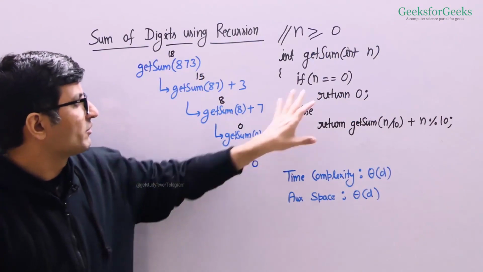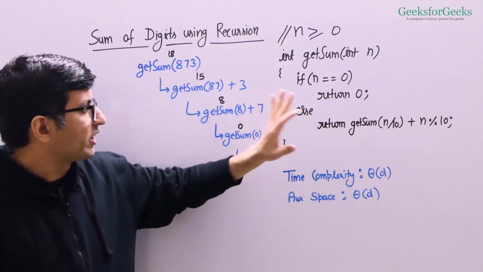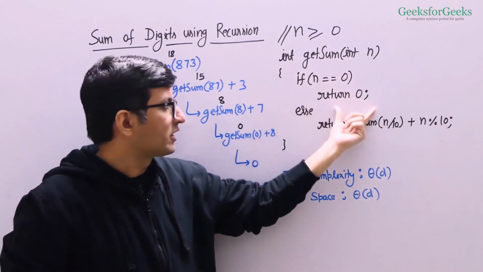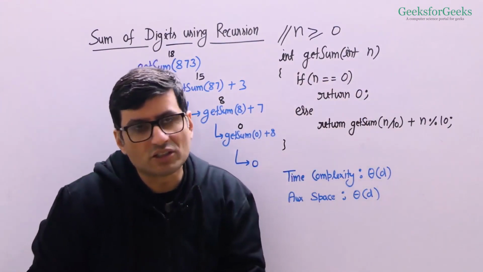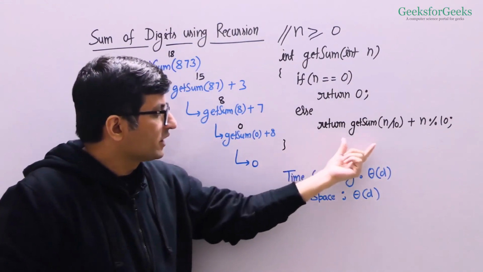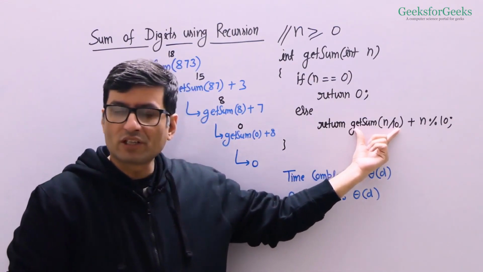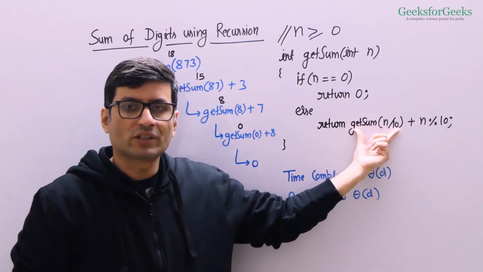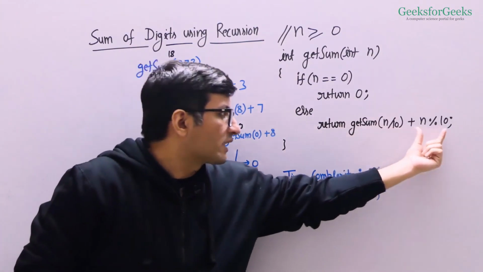Here is the implementation of the idea. We have written a recursive function that takes the number n. If n becomes 0, then it returns 0. Or if the given n is 0, then also it returns 0. In other cases, it simply calls for a number which does not contain the last digit, right? It removes the last digit and calls for the number without the last digit, and adds the value of the last digit.